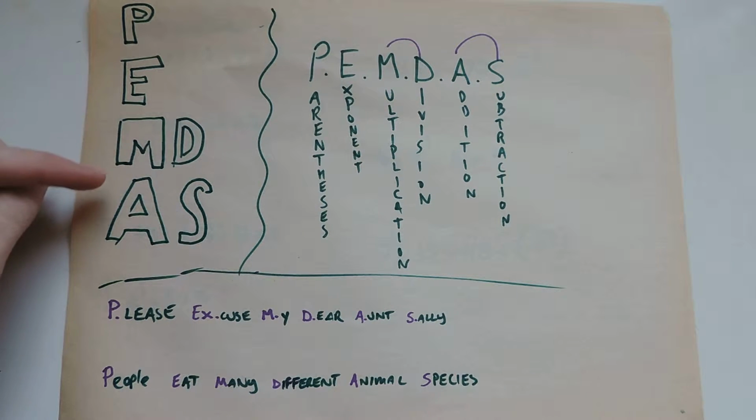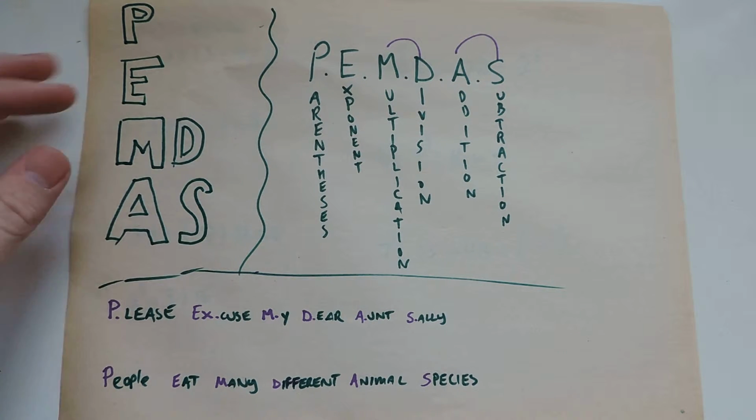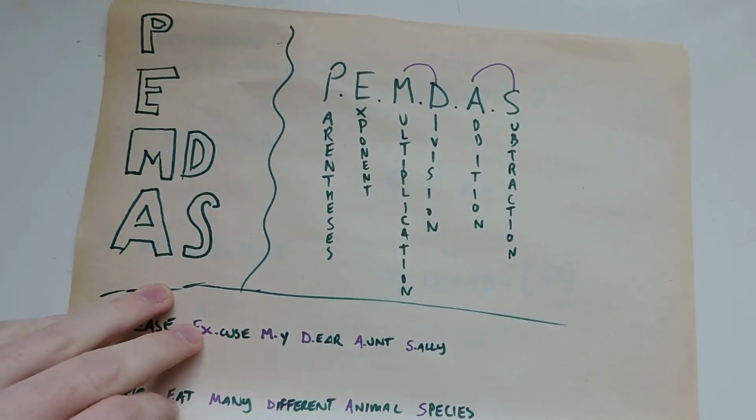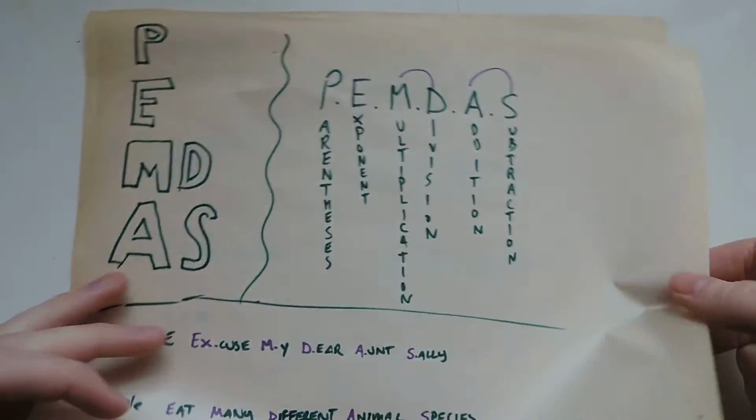So the way to think of it is that these are done at equal times. And the way you can remember it is the classic, please excuse my dear Aunt Sally. Who knows what dear Aunt Sally does that she needs excuse? Maybe she mistook a dressing room for a toilet or something. The one I came up with is people eat many different animal species. I just came up with that. It might not be helpful.